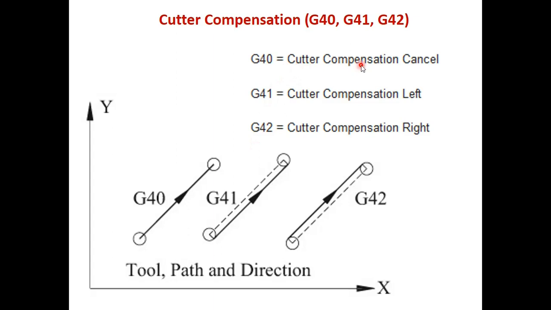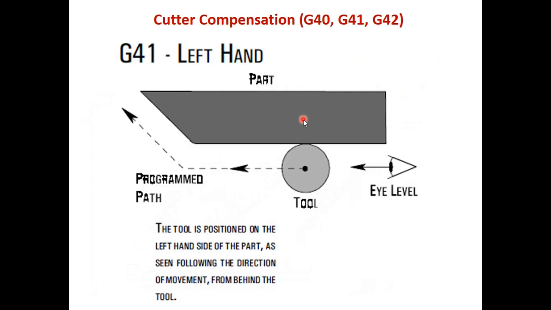So that's why I'm cancelling all the cutter compensation, and then I can define cutter compensation either G41, that is cutter compensation left, or G42, cutter compensation right. So we will see both 41 and 42 in more detail. So this is G41, that is cutter compensation left.